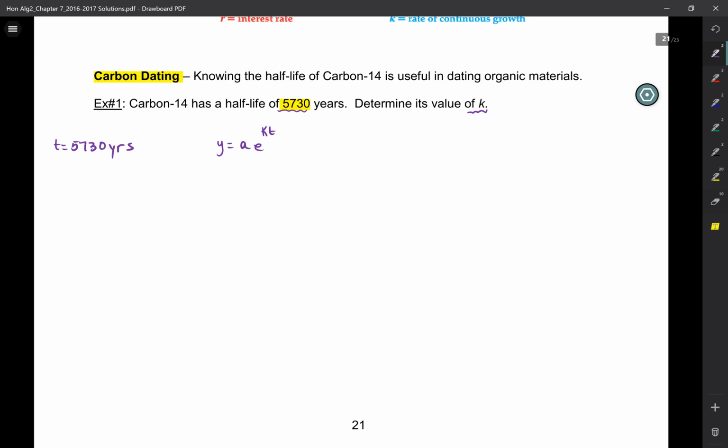Now, every time 5,730 years pass, how much of the carbon is left? Half of the initial amount. So if I started with Y amount, and now 5,730 years pass, how much of the Y is left? Half of the Y is left. E to the KT. Okay, and now, since this is decaying, it's negative, and for the T, I'm going to put in my time, 5,730 years.